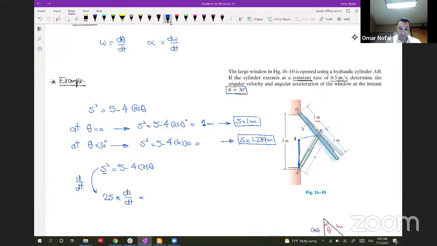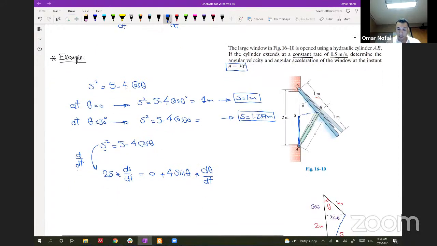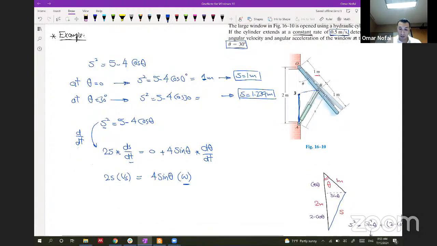And let's continue the differentiation of 5 with respect to time. It will be 0 minus 4. And let's differentiate cosine theta. It will be a negative sign, so this will be 4 sine theta, and we will have d theta/dt outside. We know ds/dt is the vs, which is given here in the problem, like the time rate of change of the s. So we will have 2s multiplied by vs equal to 4 sine theta, and d theta/dt is the omega. And that's what is required, the first requirement in this problem.